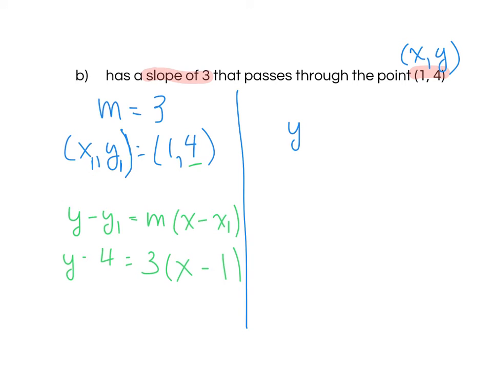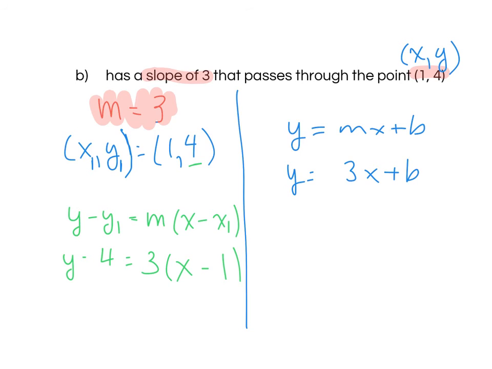I am going to choose to again go with y equals mx plus b. Right now what I do know is my slope. So I'm going to substitute in the value that I'm given for slope, which is that m equals 3. So y equals 3x plus b. And my unknown right now is, well, what is b?